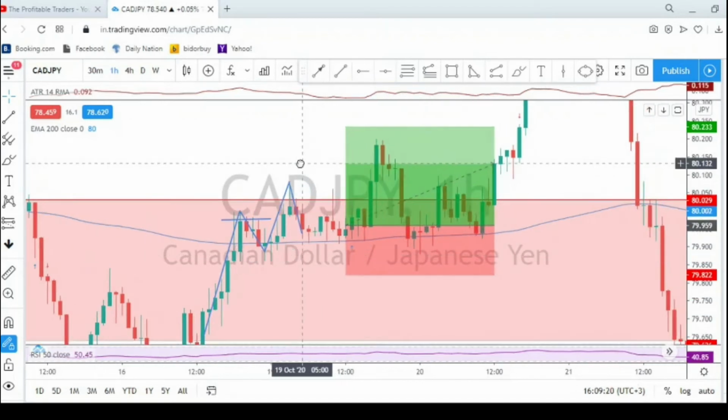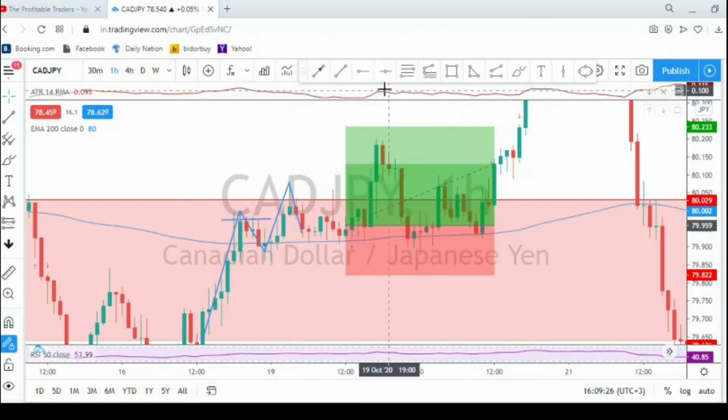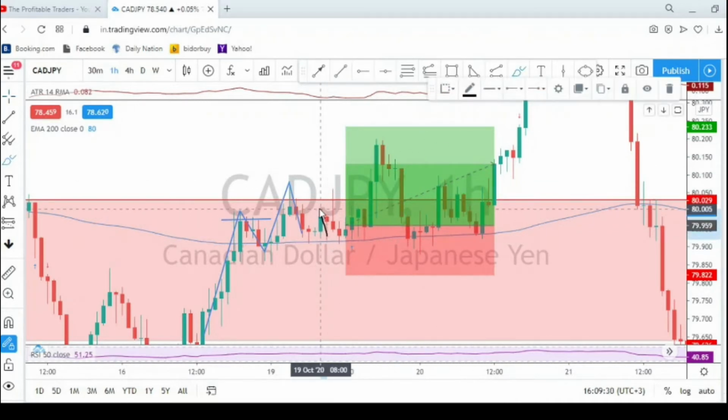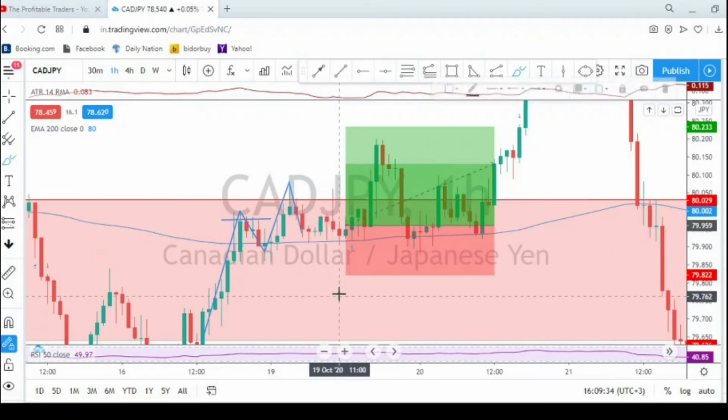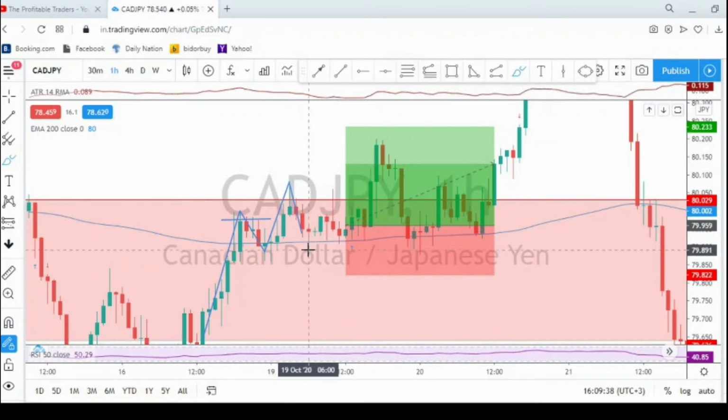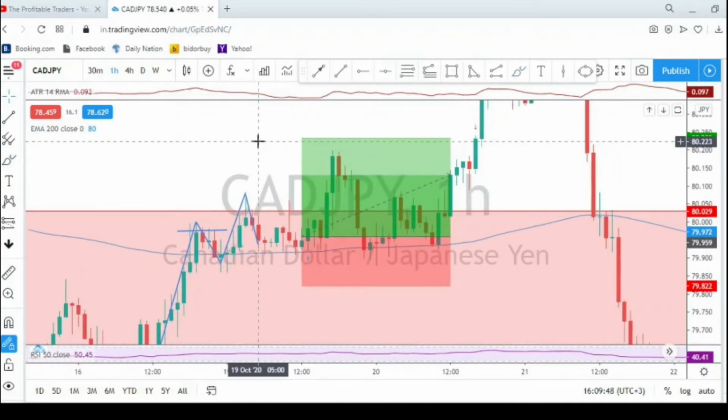What do I do here now? I will look for an entry reason to buy the market, and the entry reason to buy this market is this bullish candle. If you can see this bullish candle, this was my entry reason. There was a strong rejection here and a doji plus the bullish engulfing candle. So at this bullish engulfing candle, this is where I entered the trade.